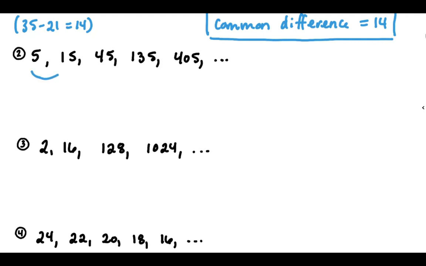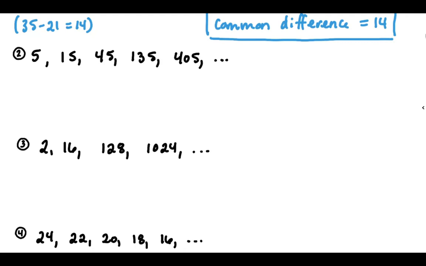So I might say, okay, to get from 5 to 15, that's plus 10. Then to get from 15 to 45, that's plus 30. So I didn't add the same number, which means it's not arithmetic. So we were wrong about that. Let's cross it off and start over. Okay, it's not arithmetic. Let's see if it's geometric.